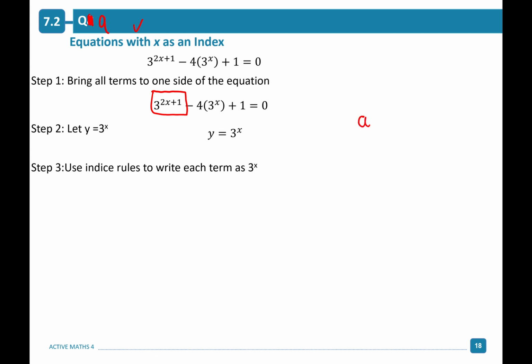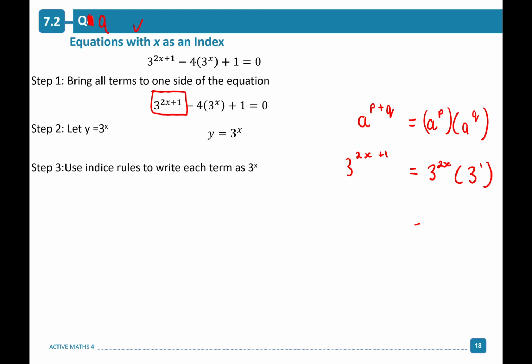How can we do this? Rule 1 states that a to the power of p plus q is the same as a to the power of p times a to the power of q. This means that 3 to the power of 2x plus 1 is the same as writing 3 to the power of 2x times 3 to the power of 1. We can manipulate this further.